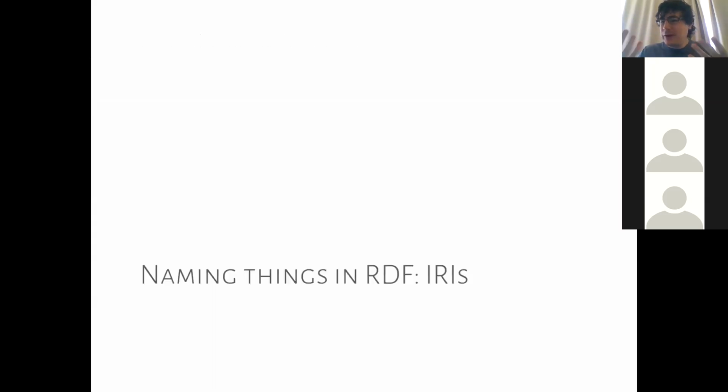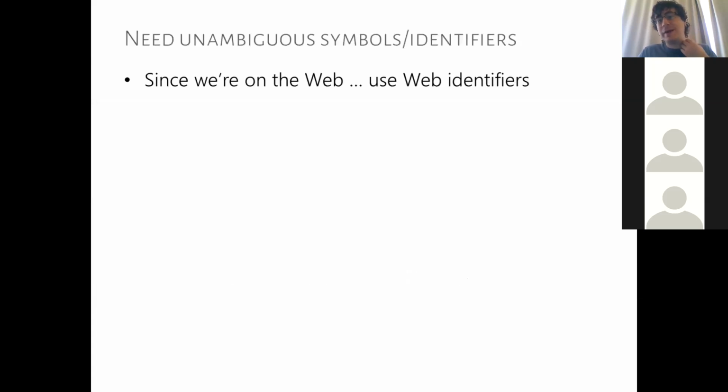So what would we use to name things to ensure that we don't have these sorts of clashes? Since we're on the web, it makes a whole lot of sense to use web identifiers. So what do I mean by web identifiers?